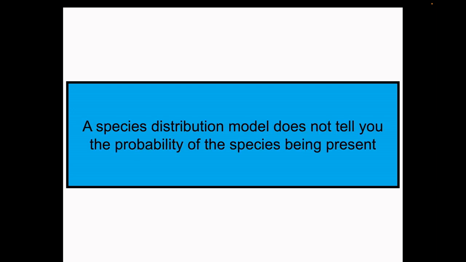The next important thing that I want you to take away from these lectures is that a species distribution model does not tell you the probability of the species being present. Don't ever write that in your thesis, published articles, or say it in a presentation. A species distribution model does not ever tell you the probability that the species is present at any location.